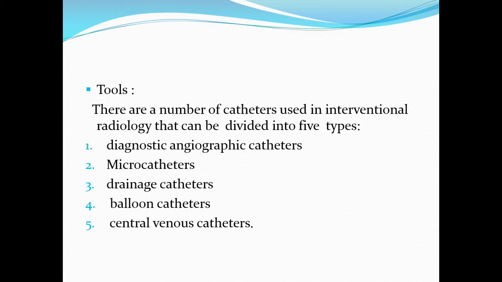As for the tools that we use during angiographic procedures, there are a number of catheters in interventional radiology, which can be divided generally into five types. These are the diagnostic angiographic catheters, the microcatheters, drainage catheters, balloon catheters, and central venous catheters.